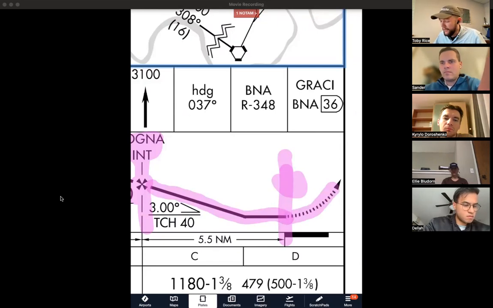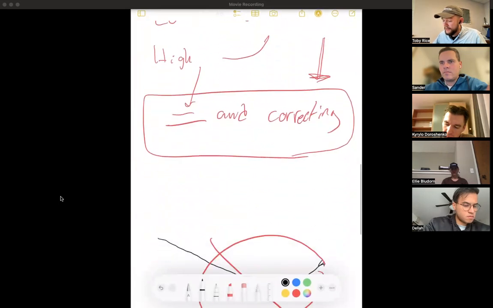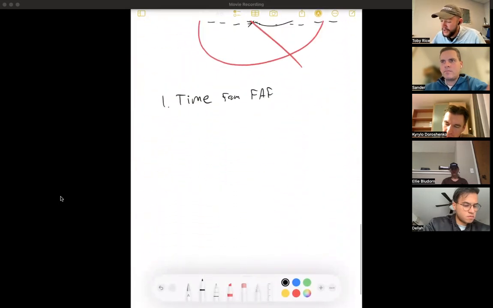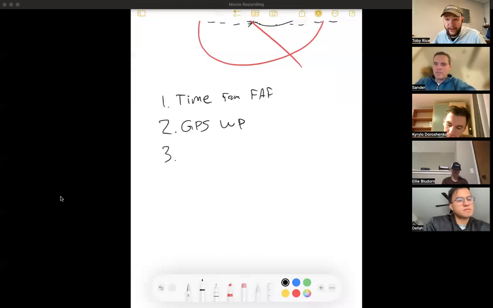Pretty simple. That's one of the first ways that you can find a missed approach point. Another one that is common is simply through the GPS. GPS waypoint. Very simple. Your GPS says you have crossed this waypoint. It is now time to execute the procedure. Cool. A third way of telling a missed approach point is DME.